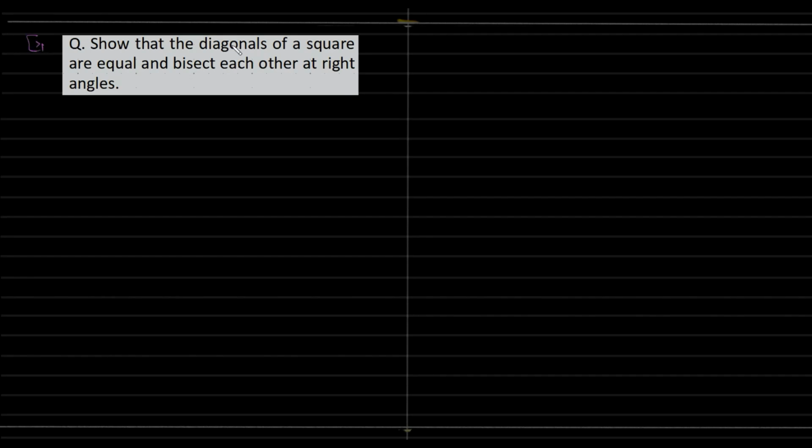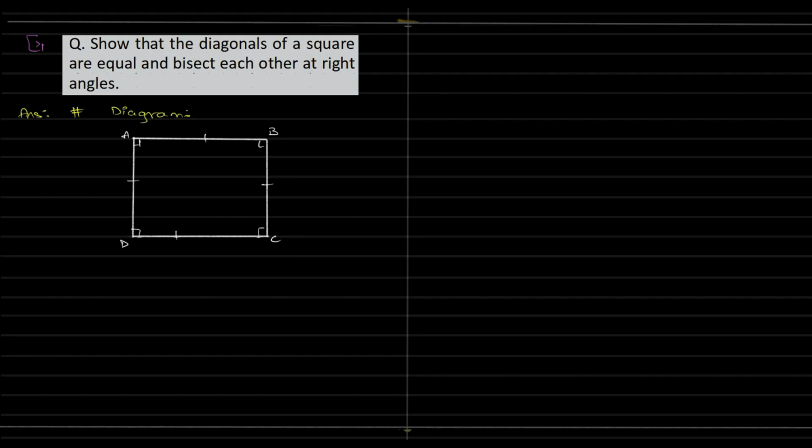Show that diagonals of a square are equal and they bisect each other at right angle. So we are looking at a square. So let's draw a square. So we have ABCD, a square. So all of these angles are 90° and the sides are equal.